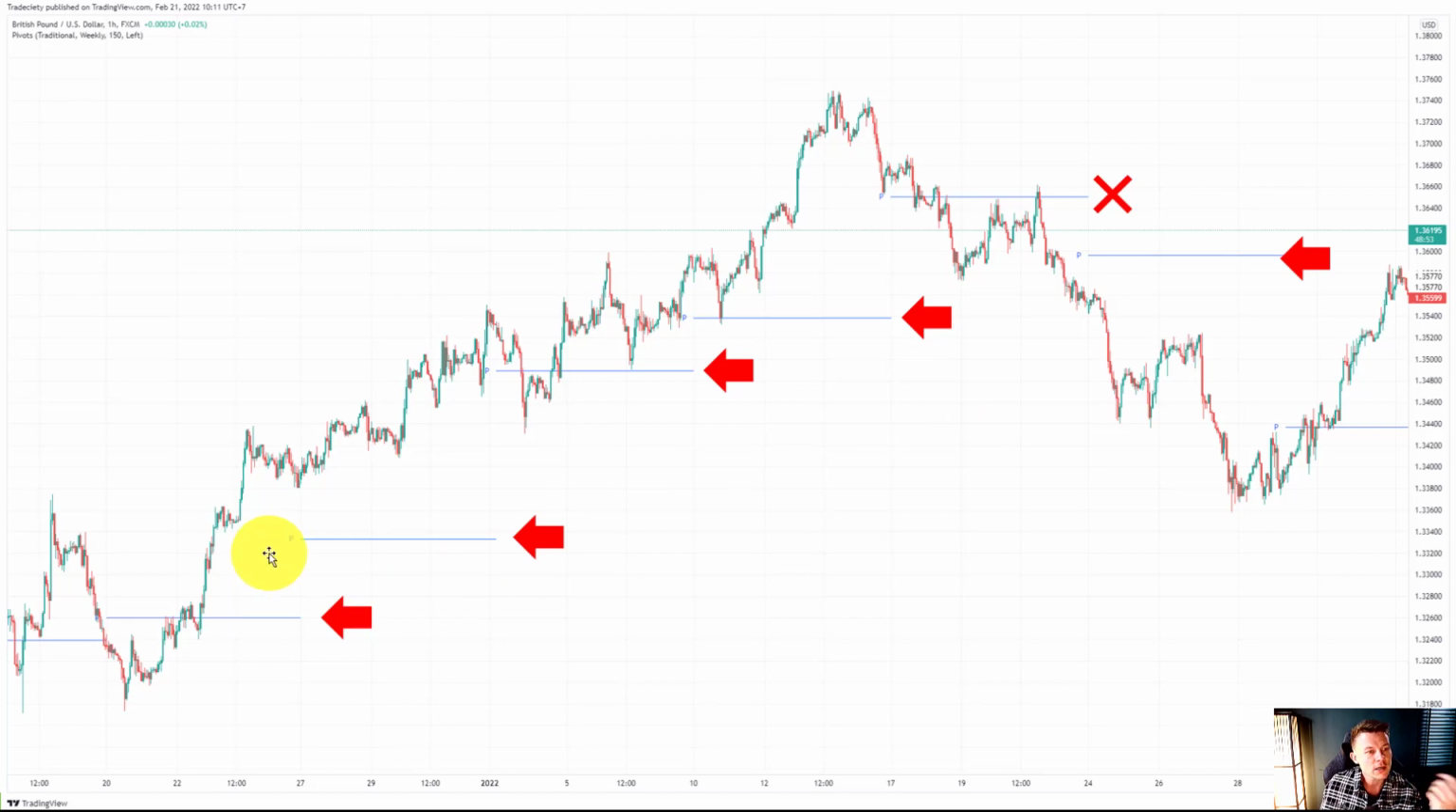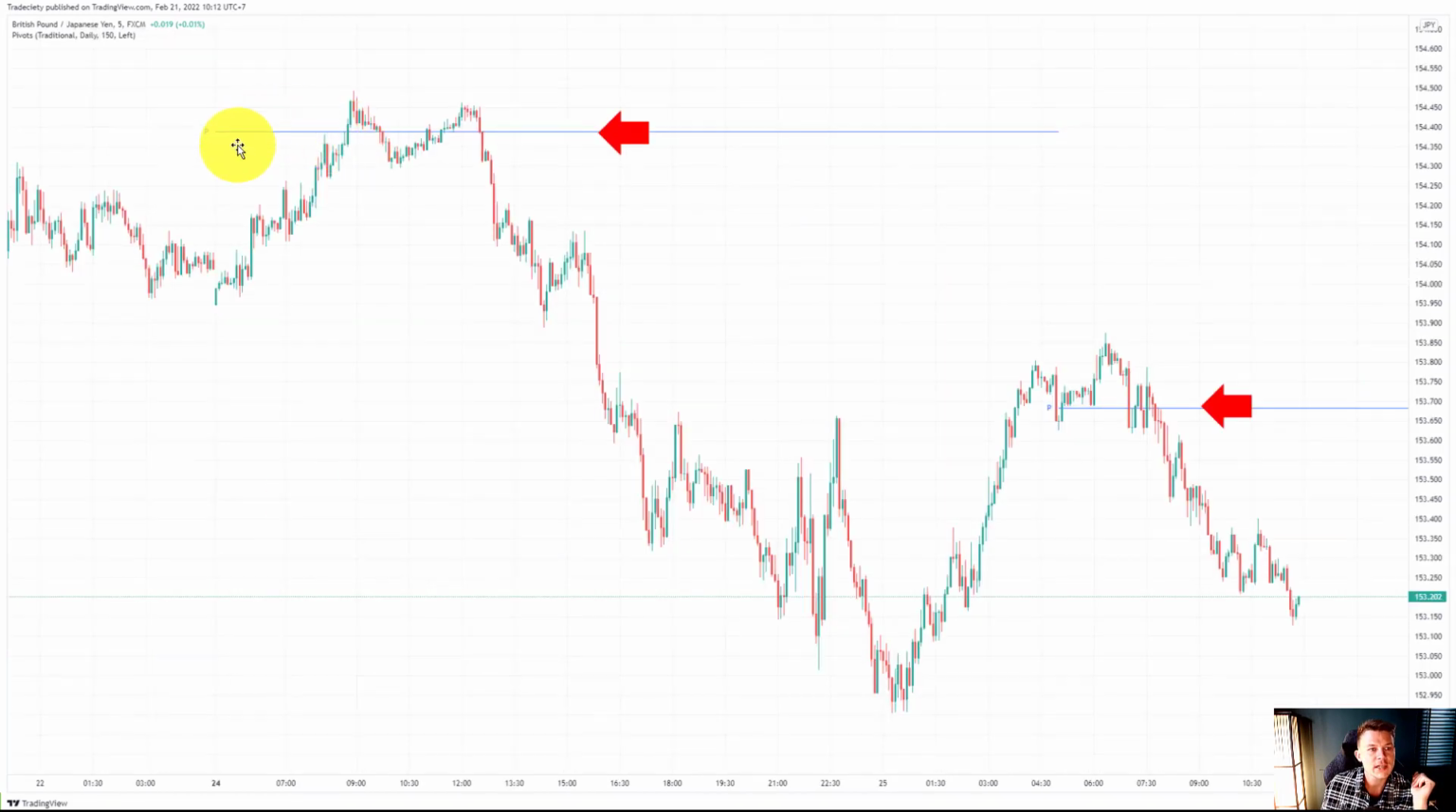So the way the market tests the pivot points is going to help you determine the trend direction, and that is a very important tool. You can see here we are using the pivot point once again.